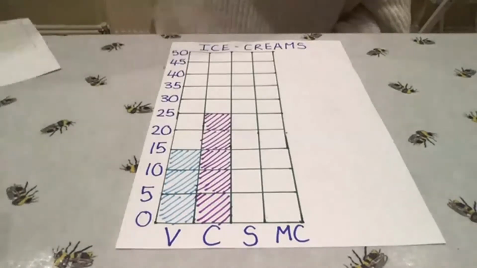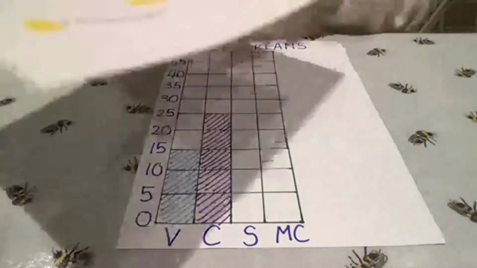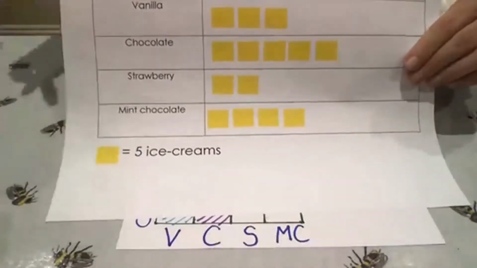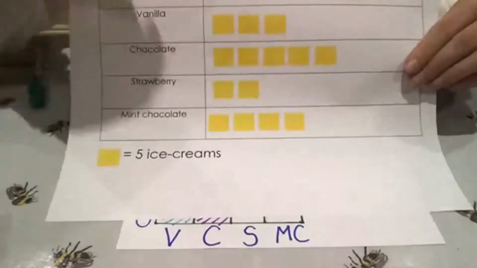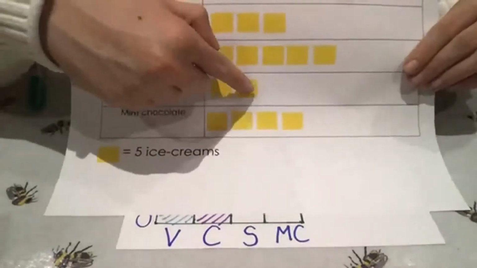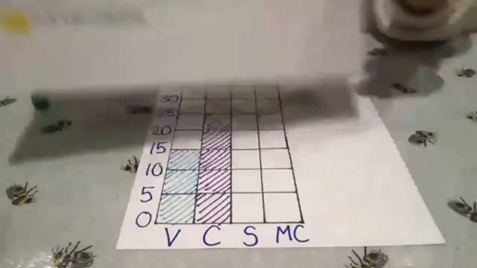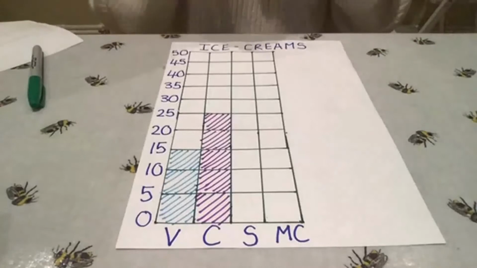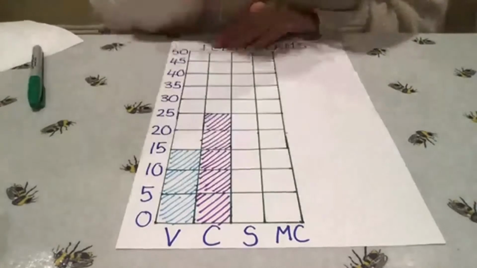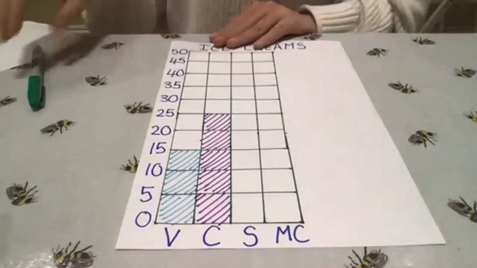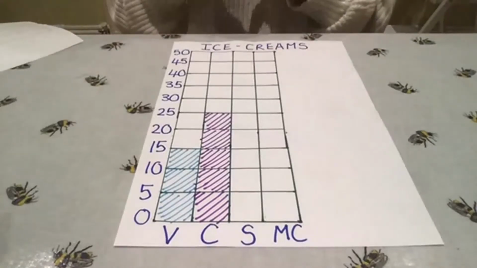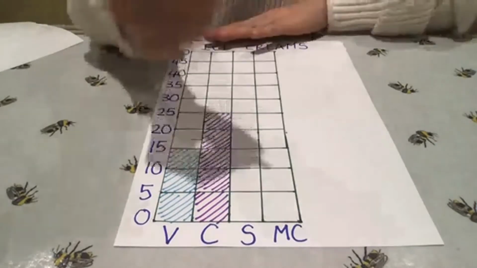Okay, year 2. So let's have a look at strawberry ice cream, see how you got on. So as we know, each of the yellow squares represents 5 ice creams. Well, we have 2 yellow squares here, so it's 5, 10. Okay, so am I going to have to colour in 10 squares? No, I'm not, am I? Because in this block diagram, 1 square equals 5 items. So if I have 10 strawberry ice creams, I'm only going to need to colour in 2 blocks, because 2 multiplied by 5 equals 10.